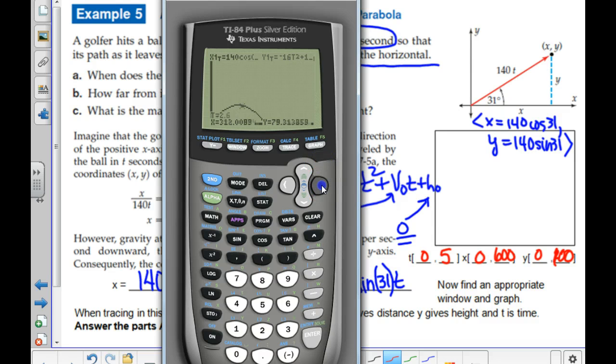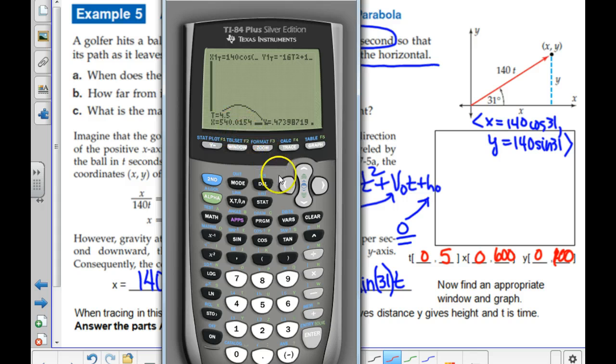Keep going till it hits the ground. What do you want y to be then? You want to get the y value as close to 0 as you could. 540 gets me pretty close. So, question, how long is it in the air? Right here it says 4.5 something, right? So about 4.5 seconds and it hits the ground. How far away from me does it land?